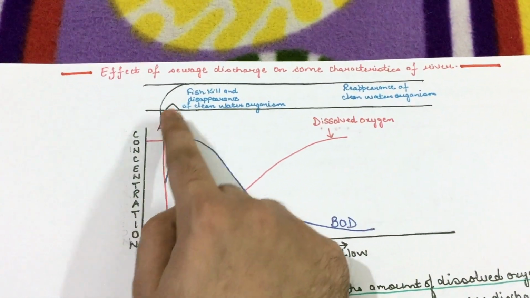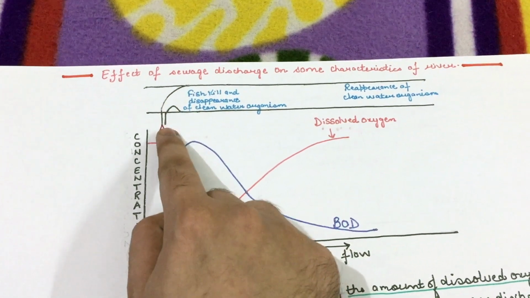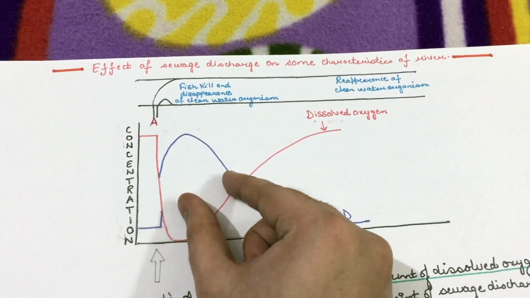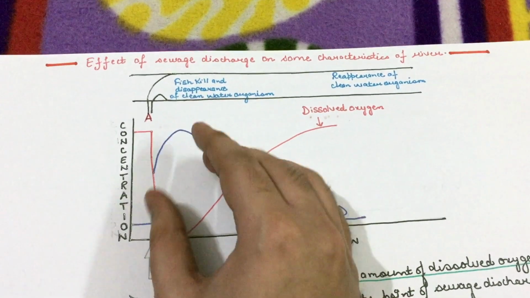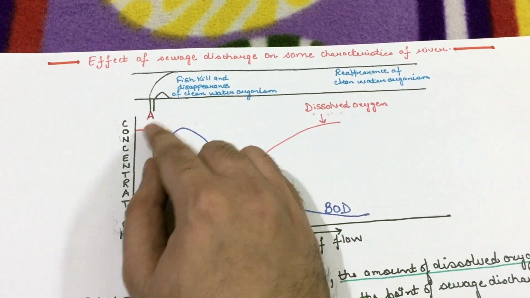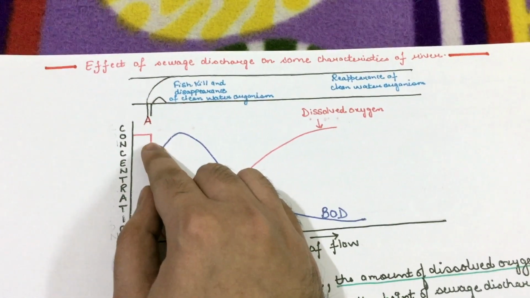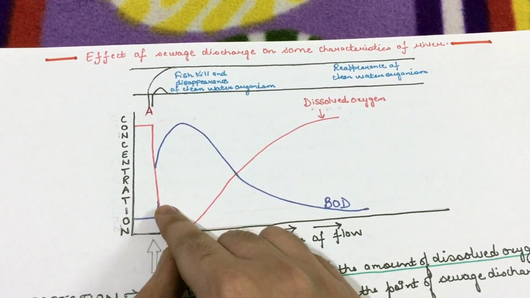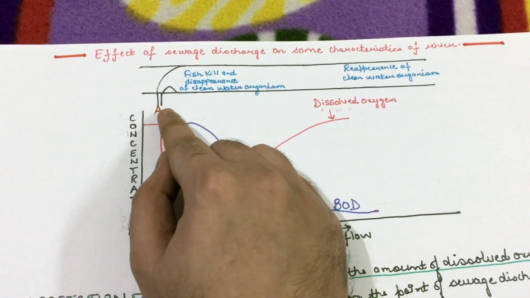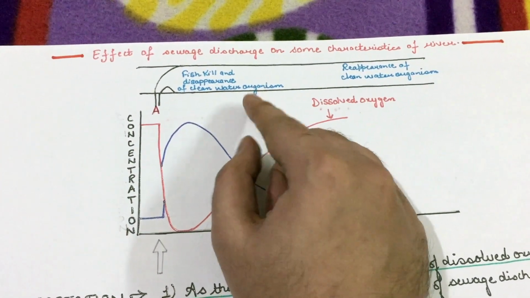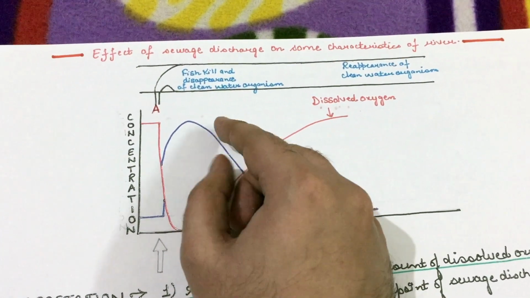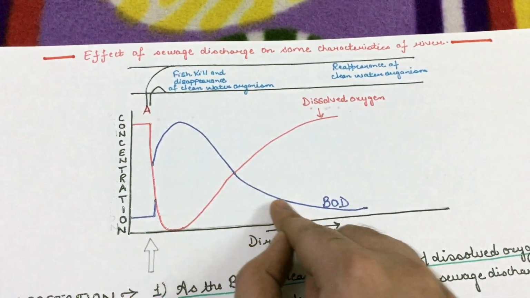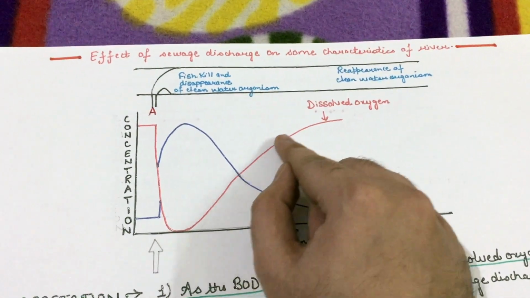Now imagine polluted water is drained at point A in the water body. Now the microorganisms present in that water body will act on the organic matter present in that polluted water. So as a result, the BOD will increase and the oxygen would decrease. Now as we move away from point A, the amount of organic matter to be decomposed by the microorganisms would be less. As a result, BOD will decrease and oxygen would increase.